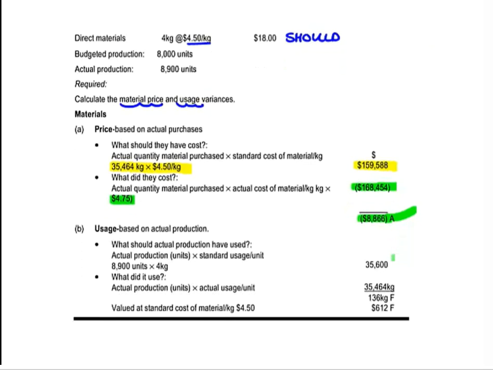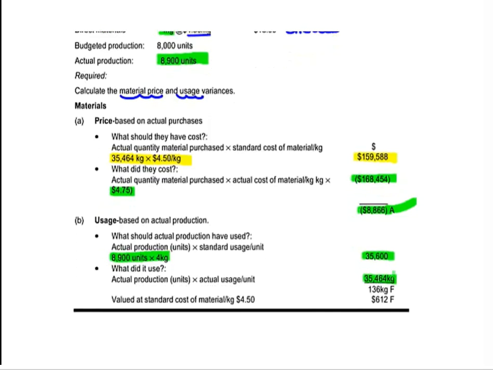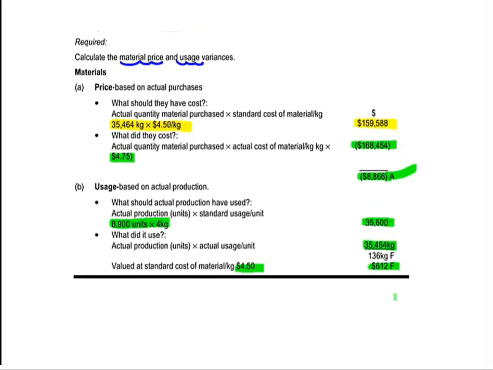Then we need to do the usage calculation, and this is going to be based on actual production. So actual production was 8,900 units. In the standard cost card then, each unit should have used 4 kilograms of material. So to make 8,900 units, we'd have been looking at 35,600 kilograms. In actual fact though, we used slightly less than that. We used 35,464. So we've got a difference then of 136 kilograms, and it's favourable because we've used less, and we need to value that at the standard cost per kilogram. That gives us an answer of $612 favourable.